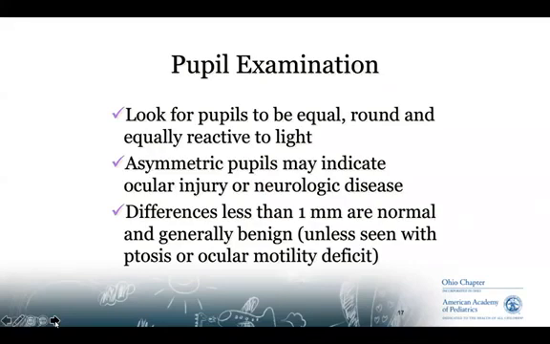When we're looking at the pupils, we expect the pupils to be equal, round, and equally reactive when using a pen light to examine. And remembering that asymmetry of the pupils may indicate ocular injury or neurologic disease. And keep in mind that differences less than 1 millimeter between one pupil and the other pupil are normal and are generally benign, unless seen with ptosis or other ocular motility deficits.